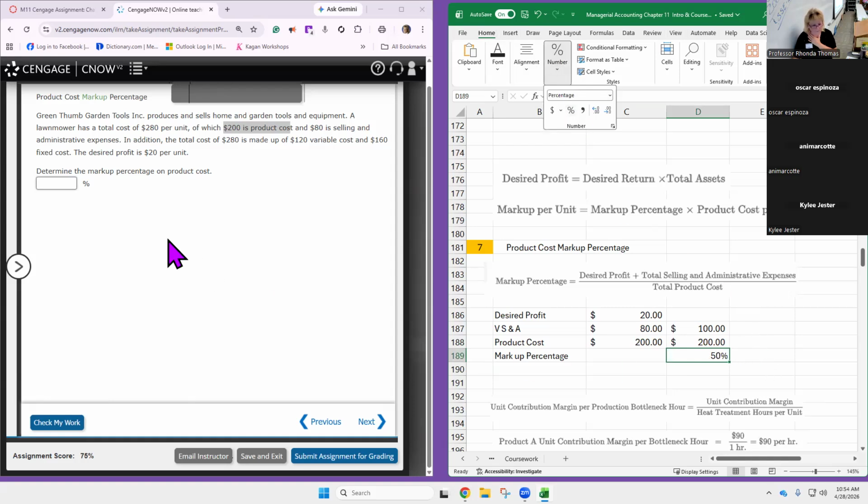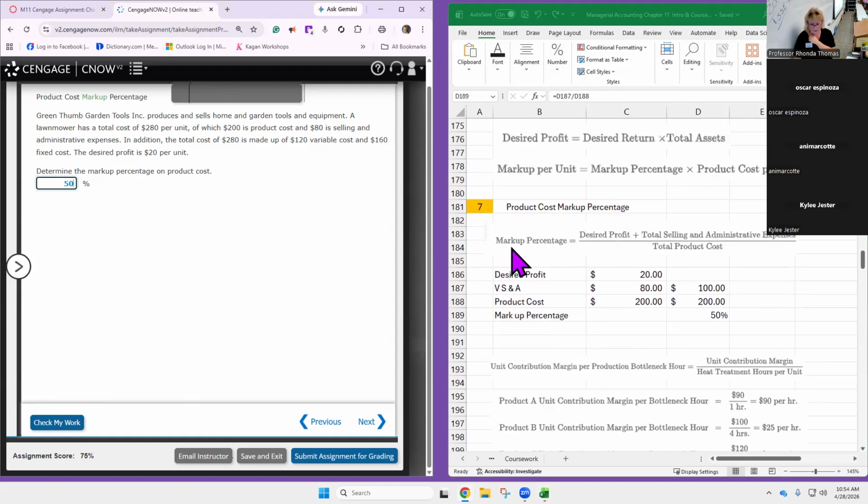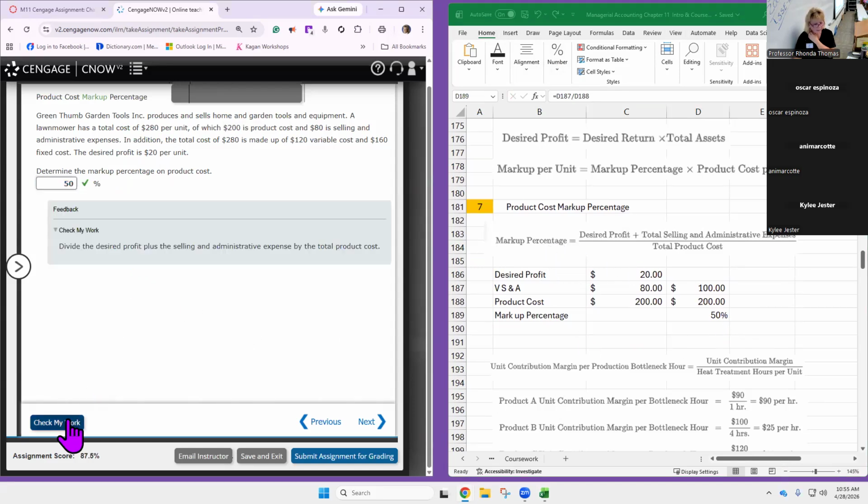Okay, so it is 50%. So 50% markup, right? So 50% markup is what this is considered using this markup percentage. Okay, markup percentage. So 50%, I think should be right.